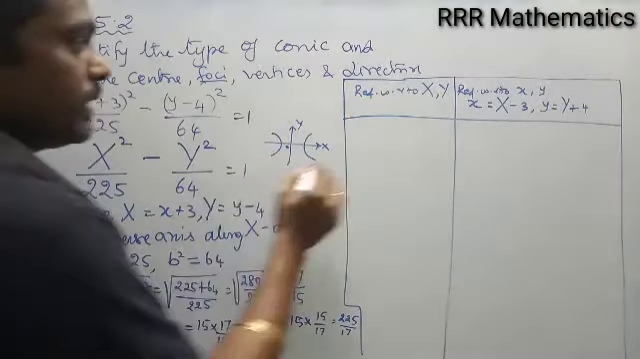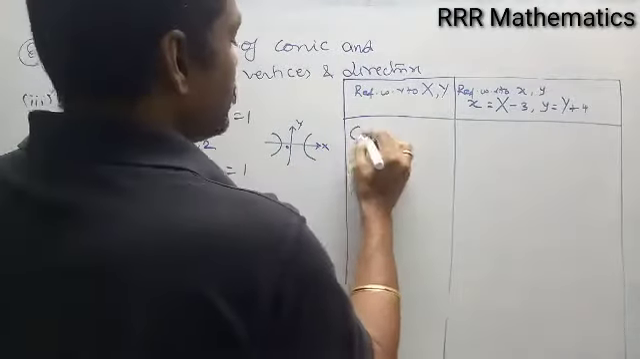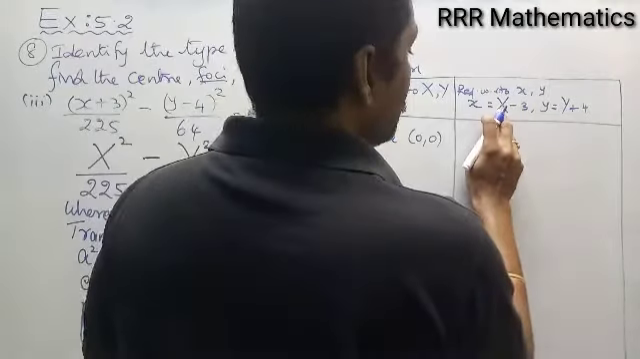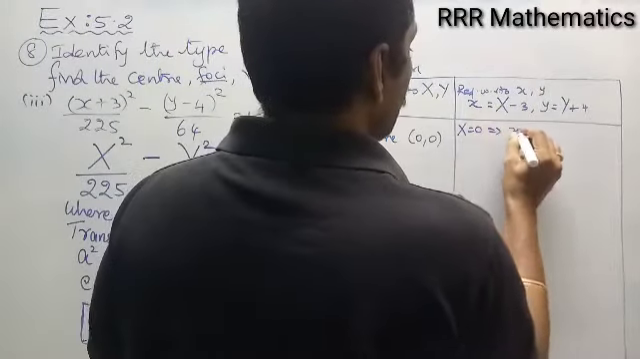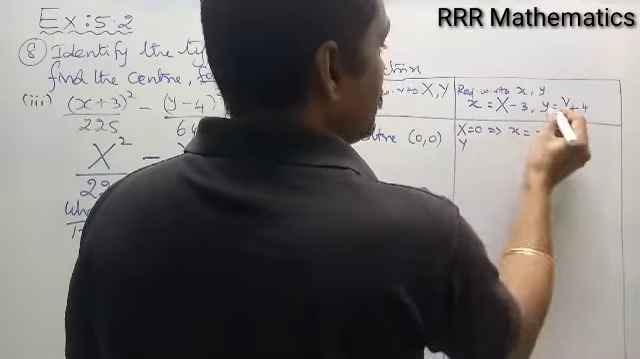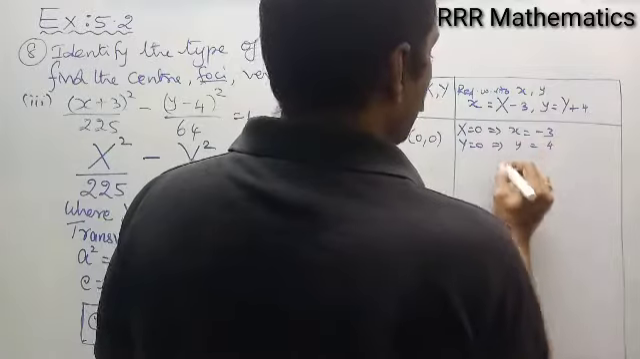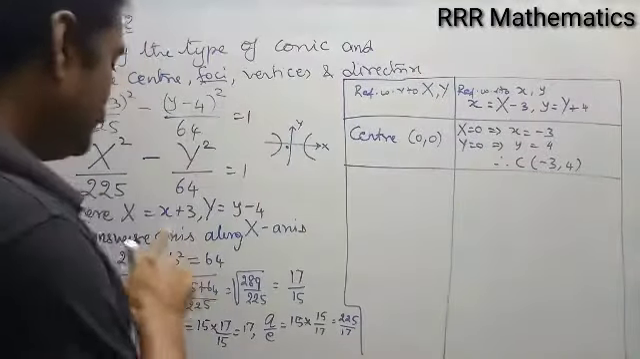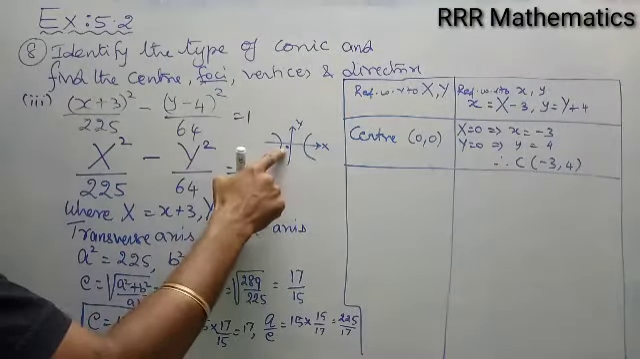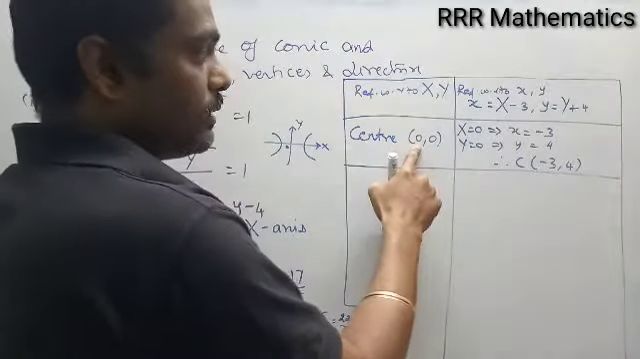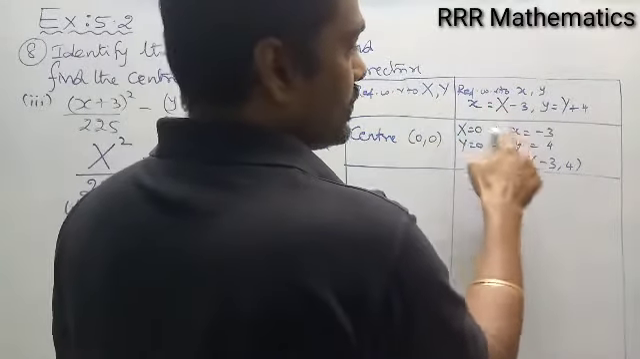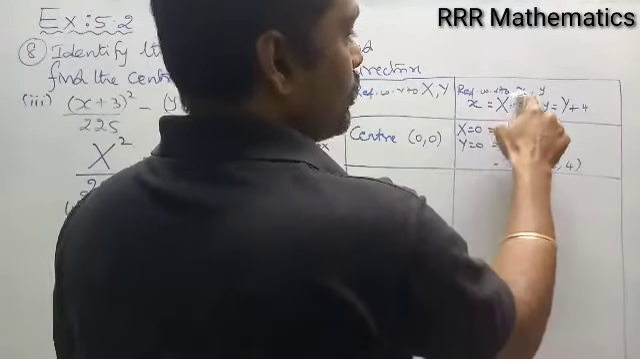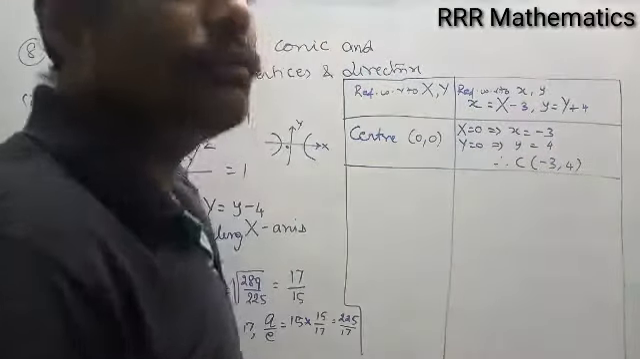So your center is at the origin with respect to capital X, capital Y. Replace here: when capital X equals 0, small x is minus 3. Capital Y equals 0 gives small y as plus 4. Therefore, the center will be minus 3, 4. According to capital X and capital Y, your center is the origin, that is, center 0, 0. Replace capital X 0 here, it gives minus 3. Replace capital Y 0 here, it gives plus 4. Therefore, the center with respect to small x, small y is minus 3, 4.